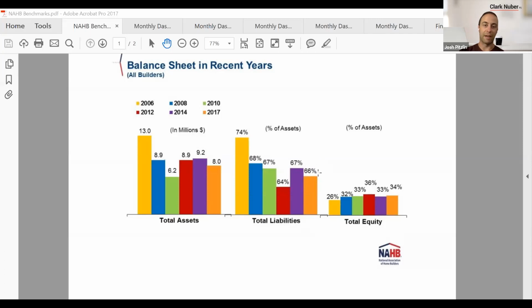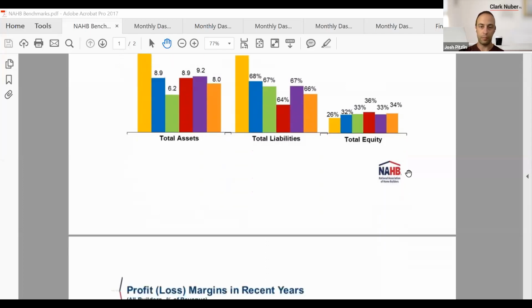So this is about the average of what your liabilities, so your debt, both to your suppliers and to your banks, should be in proportion to your assets, and then therefore what flows out for what your total equity in comparison to that should be.